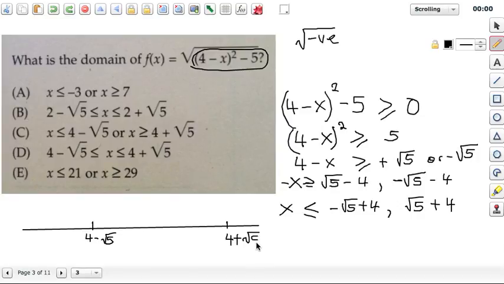And then what you need to do is test each region and see which region gives you positive. So let's say you tested a 0 here. Let's say you picked a 0. 4 minus root 5 is still a positive number. So if you put a 0 here, 4 minus 0 is 4. 4 squared is 16. And 16 minus 5 is a positive number. So this region will give you positive.